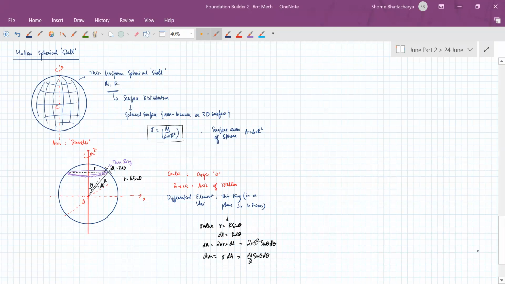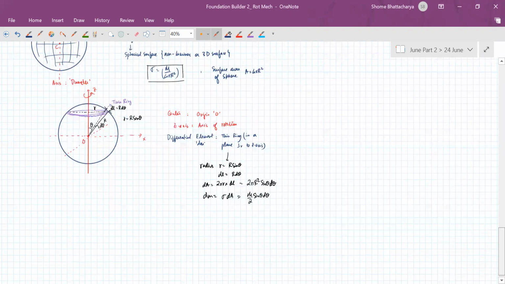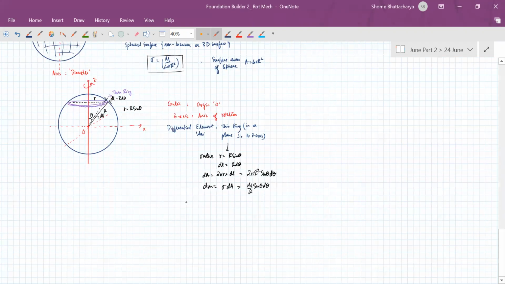Okay, so now next thing, let's see, for that thin ring, the moment of inertia, that will become how much? That will become its mass into its radius square. So this is the moment of inertia of the thin ring about the z-axis. That is equal to dm, which is M by 2 sine theta d theta, into its radius square. Now its radius, small r, is capital R sine theta.